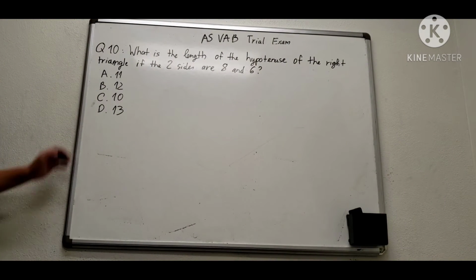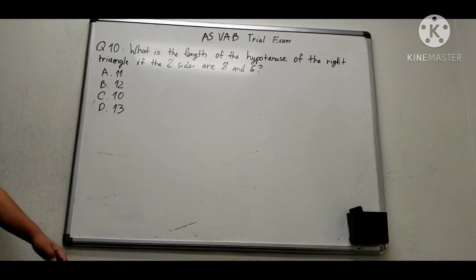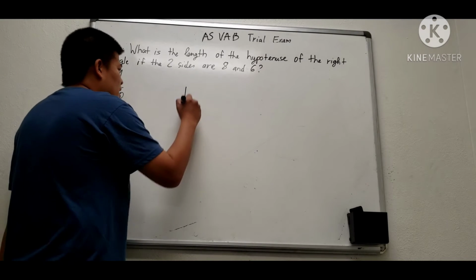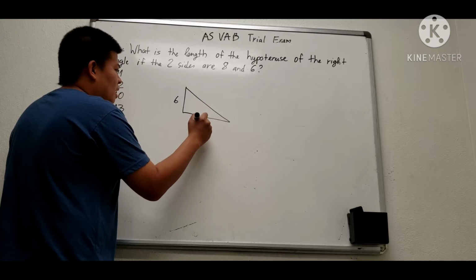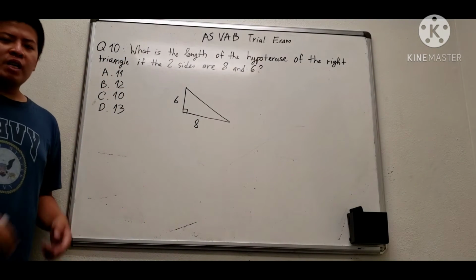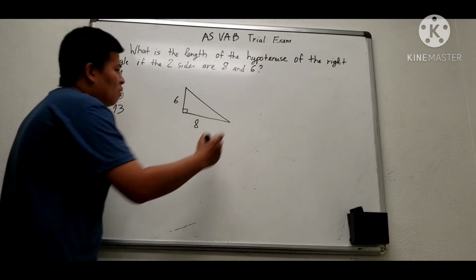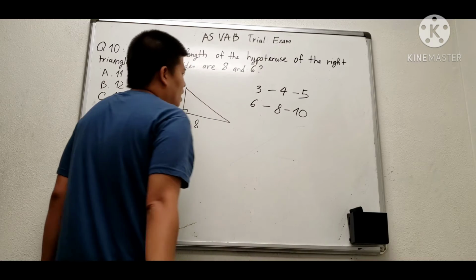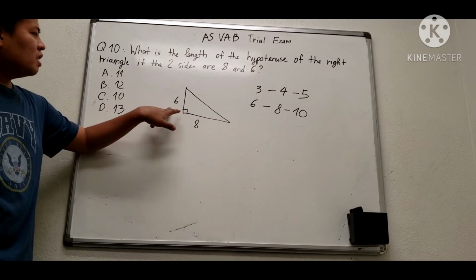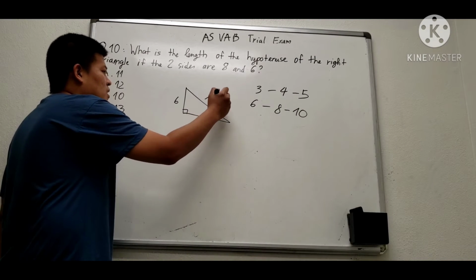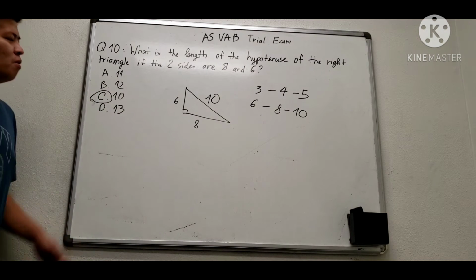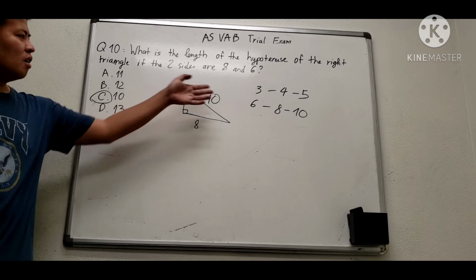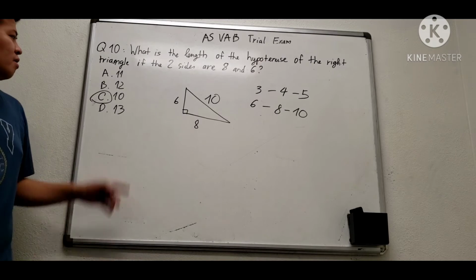Question number 10. What is the length of the hypotenuse of the right triangle if two sides are 8 and 6? So we have the right triangle here, and the values are 6 and 8. When we learn about the special right triangle, you will learn the triples 3, 4, 5, then 6, 8, 10, and so on. So here you have 6 and 8, so the answer for the hypotenuse is 10. This is C. If you learn the special triangle triples, you just remember the numbers and apply them to get the answer very fast.